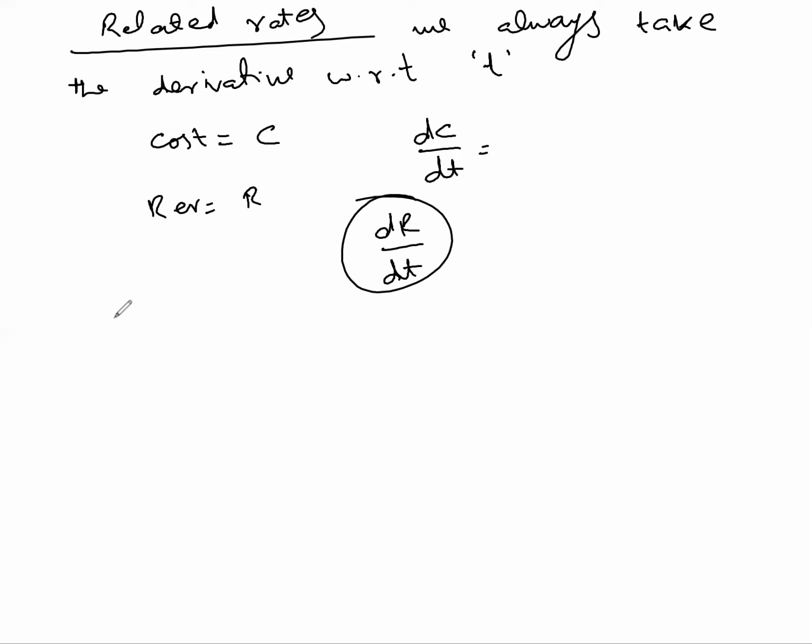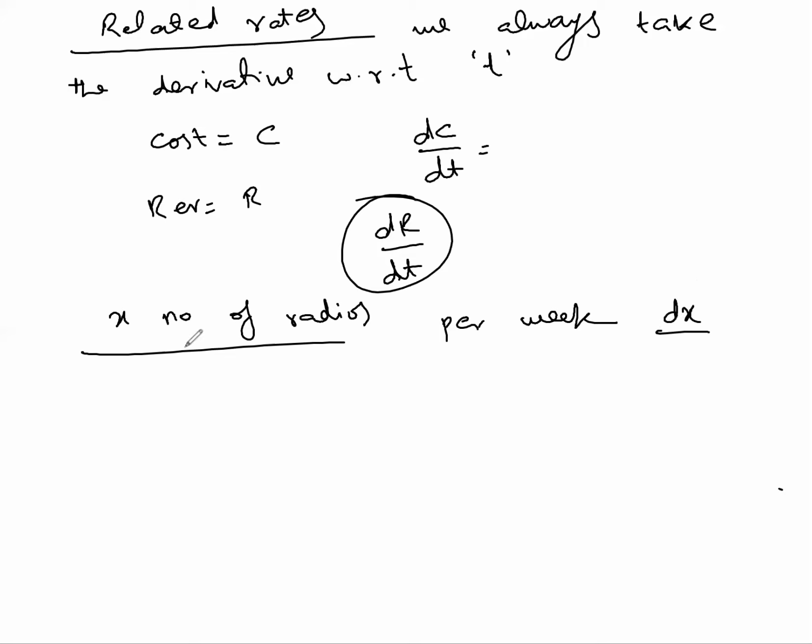If you are producing x number of radios per week, and I say rate of increase in the production per week, we are denoting the number of radios, the number of production, with x. So rate of increase in the production means we are talking about dx by dt. So this is how we denote rates.